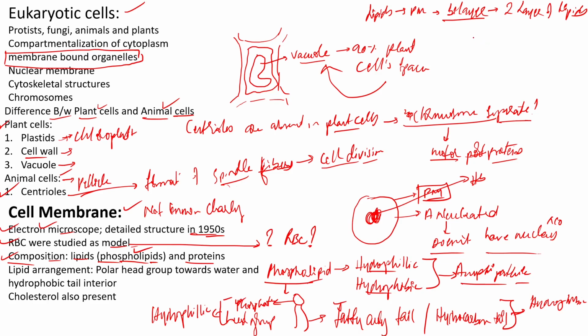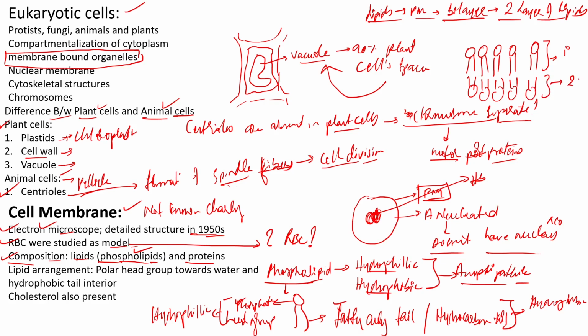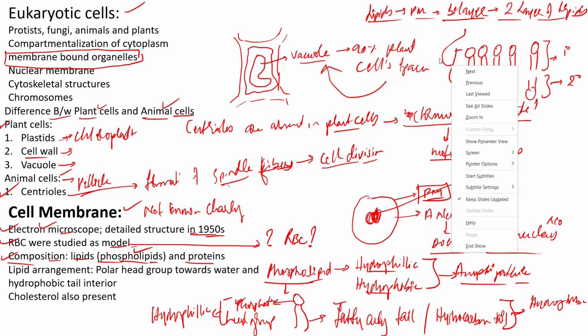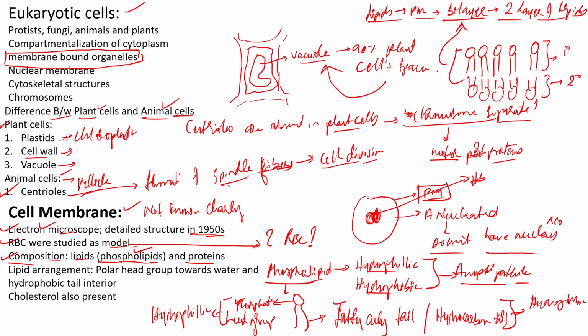Now if we have to draw this diagrammatically, we can draw the lipid bilayer in this particular manner. This is one layer of lipids, and similarly we can draw in this fashion. This makes a second layer. So both these two layers together we can call the lipid bilayer.